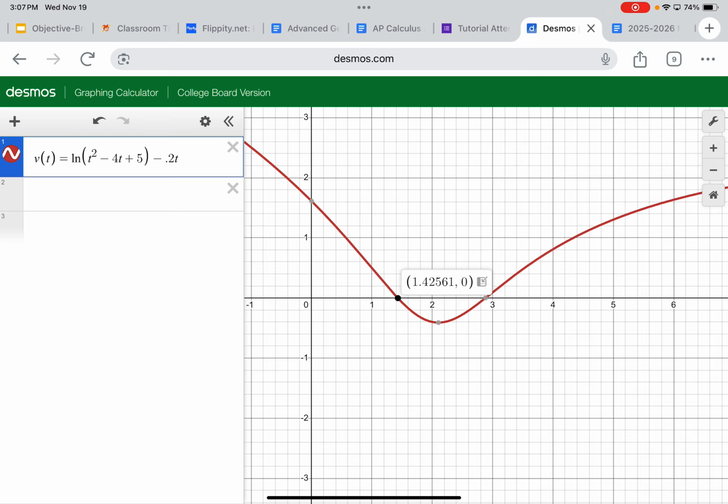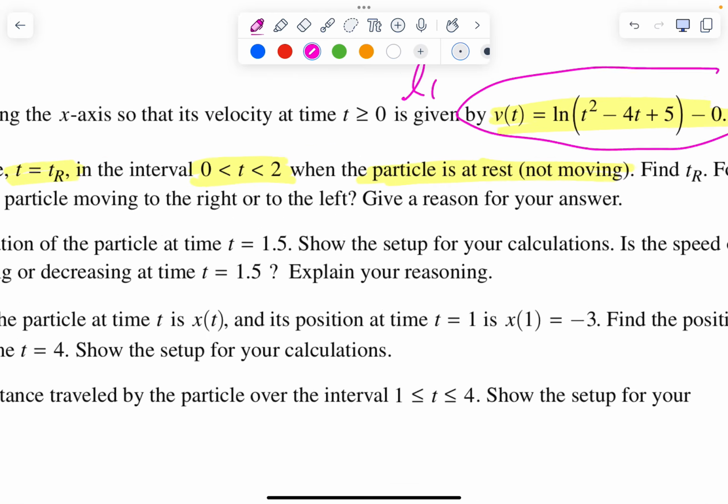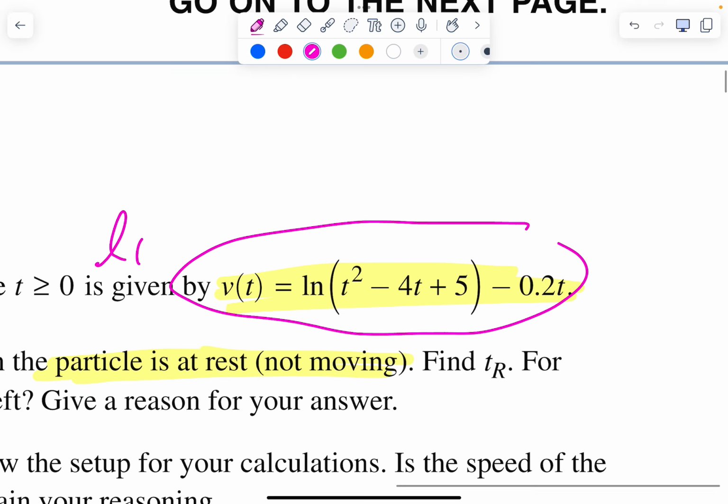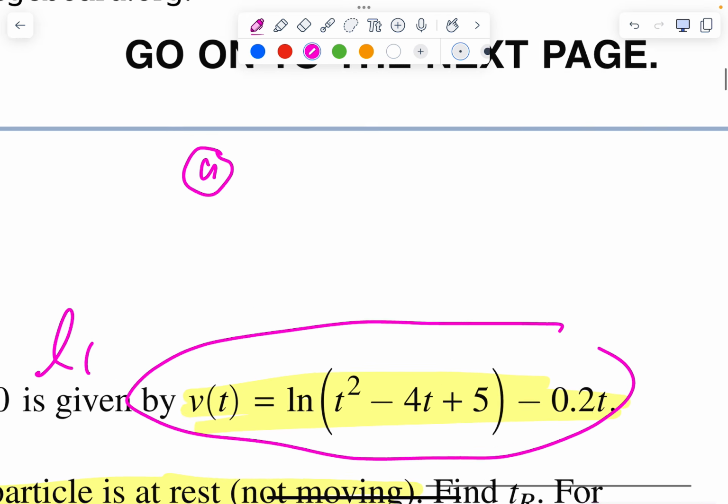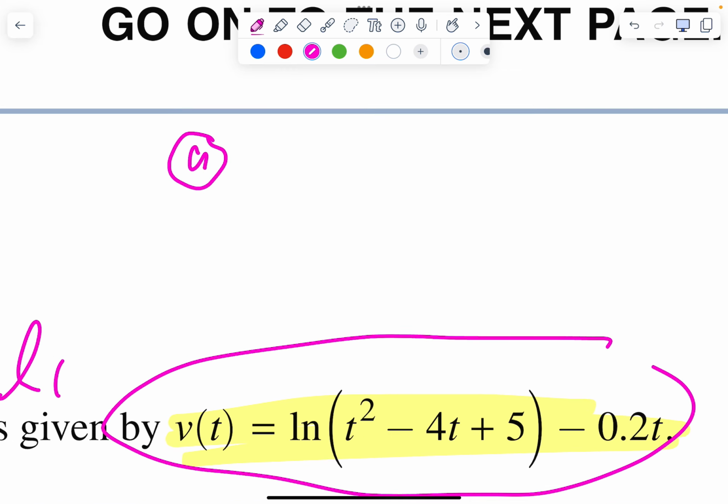So I want you to write the following. Write with me on your answer document, by the way. Part A, this is on your answer document. I'm going to acknowledge that v of t is equal to 0 is at rest.